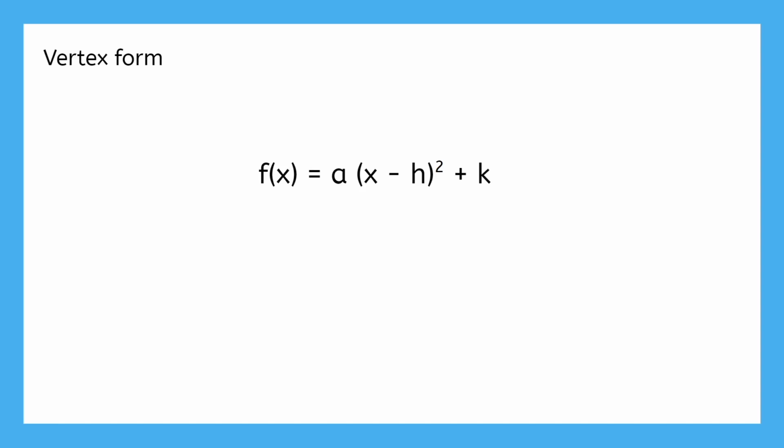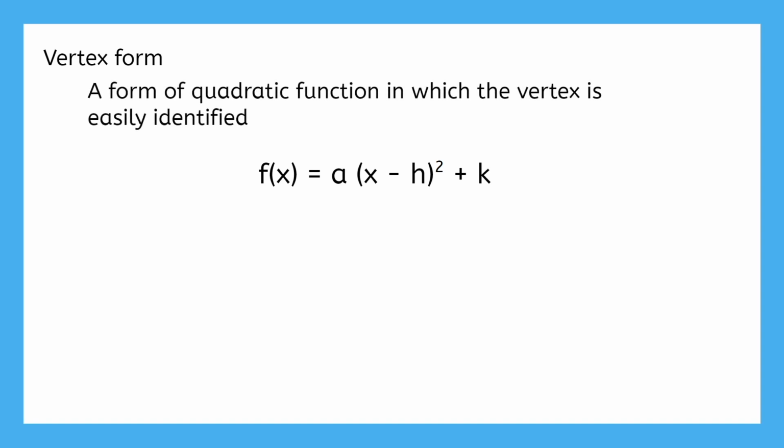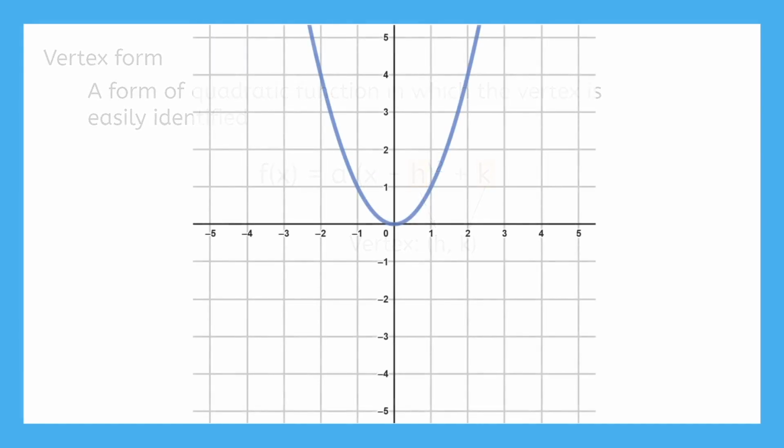This is Vertex Form. It's one of several forms you might see quadratic functions in. It's called Vertex Form because this form makes the vertex easy to identify. Remember those values that told us the translations, h and k? Well, those same values also tell us where the vertex is. The reason for that is pretty straightforward.